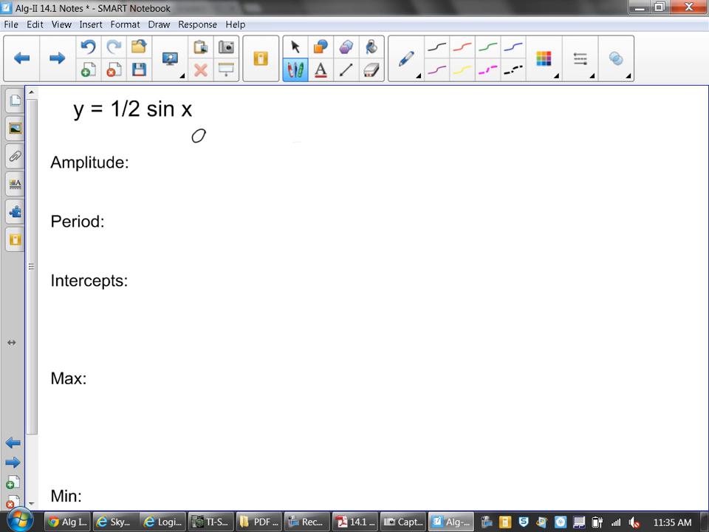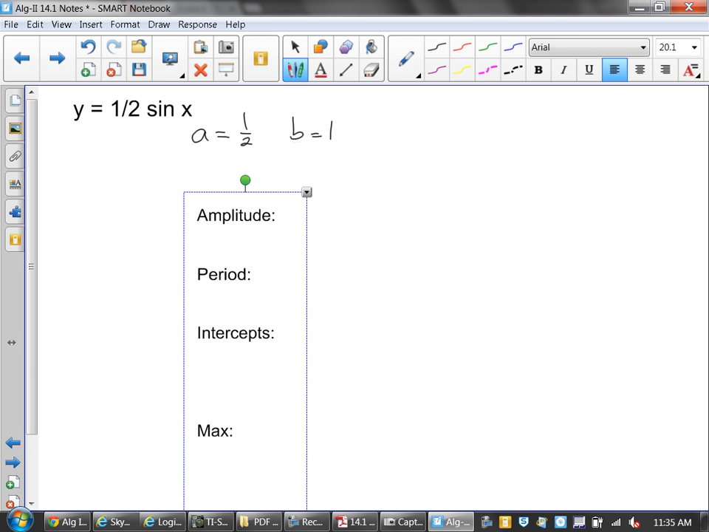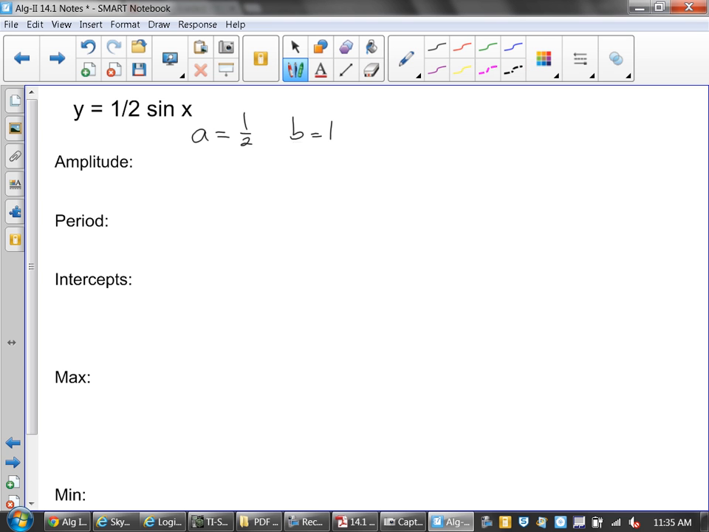Here, what's your A value? What's your B value? So what's your amplitude then? 1/2. What's your period going to be? 2 pi. I want to talk about the intercepts. When we're looking at the intercepts, we're looking at the intercepts on the x-axis.